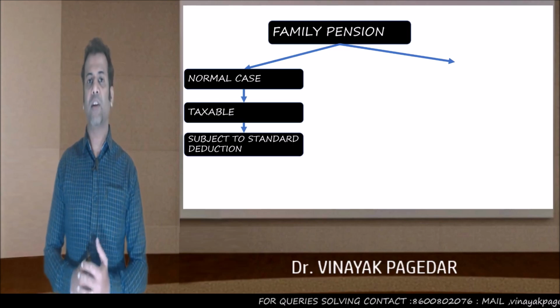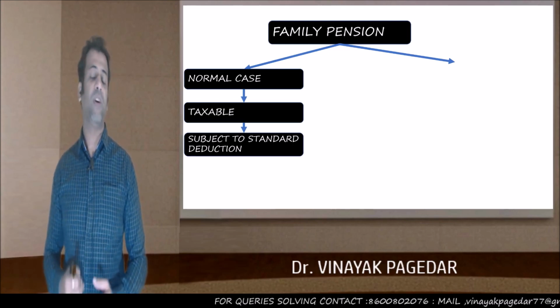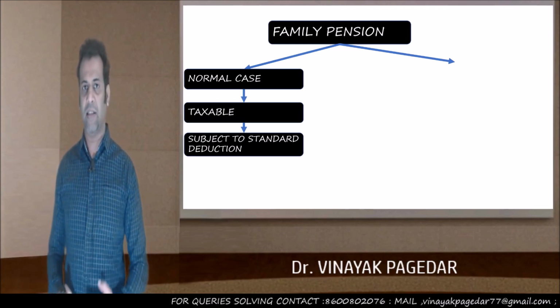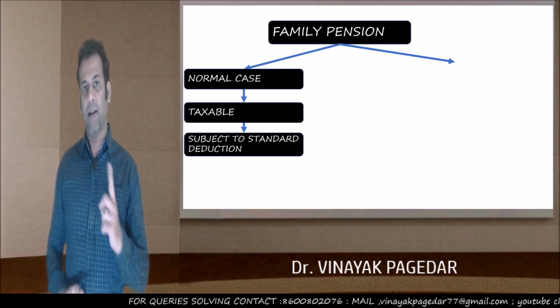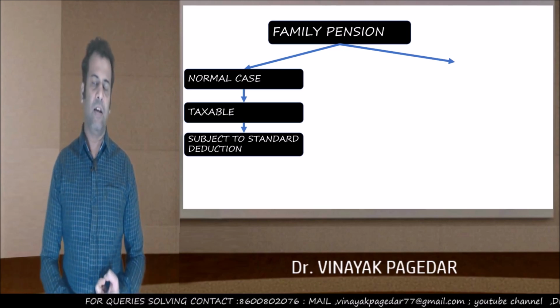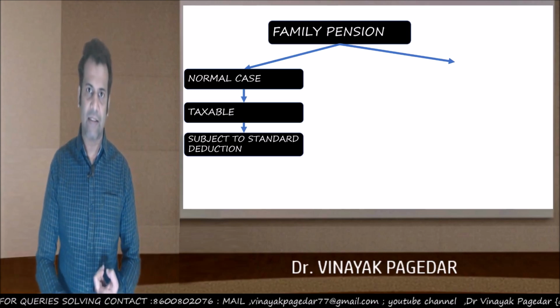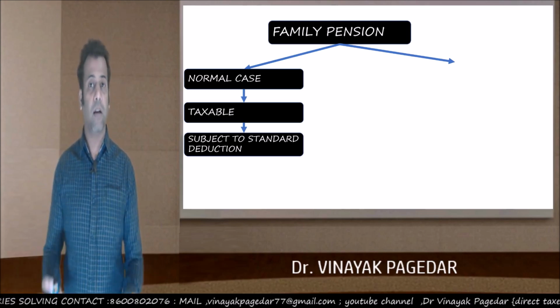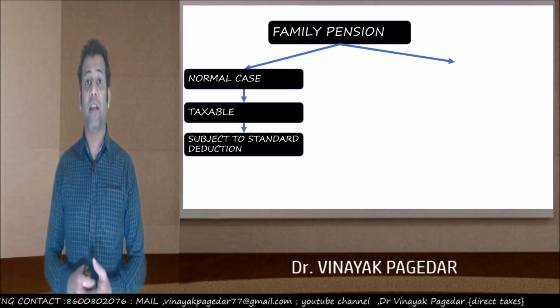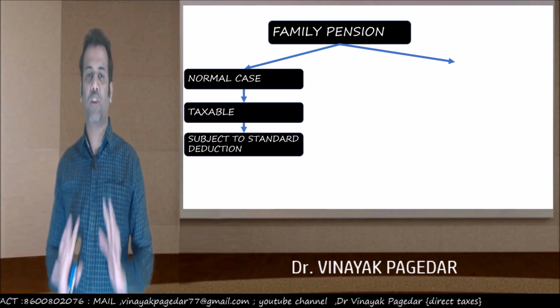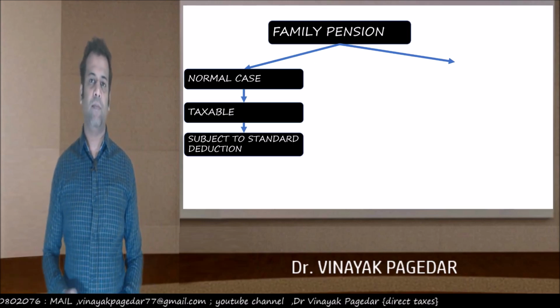The standard deduction is 1/3 of the amount received or 15,000, whichever is less. First question: will it be taxable? Answer is yes. In the normal case, family pension will be taxable. Under which head? Under income from other sources. We know that already. But there will be a deduction given, a standard deduction.